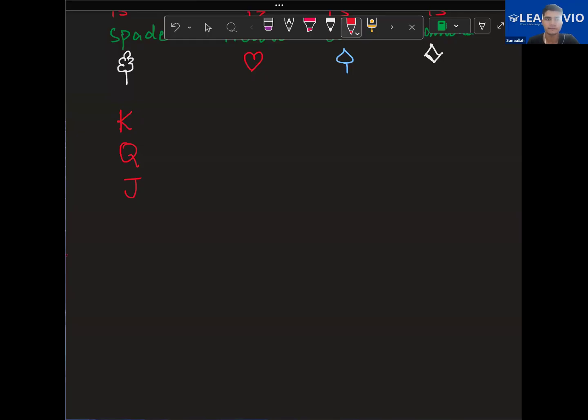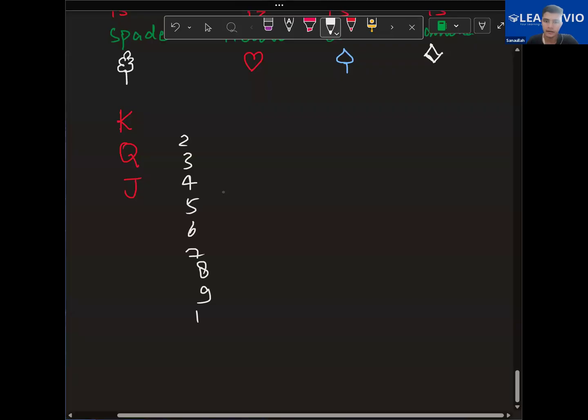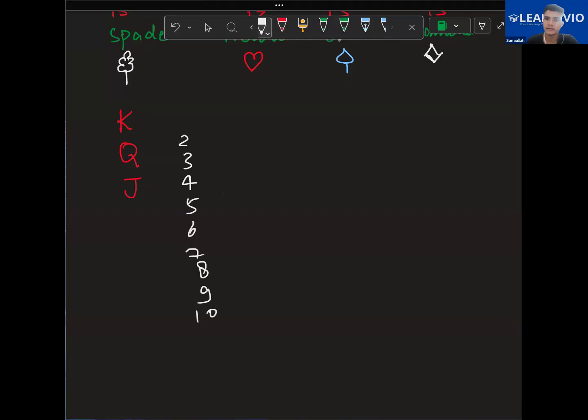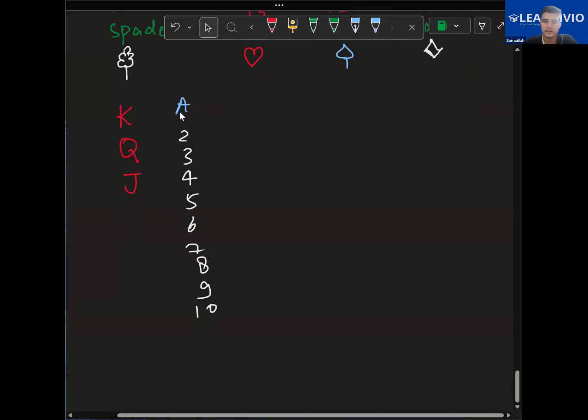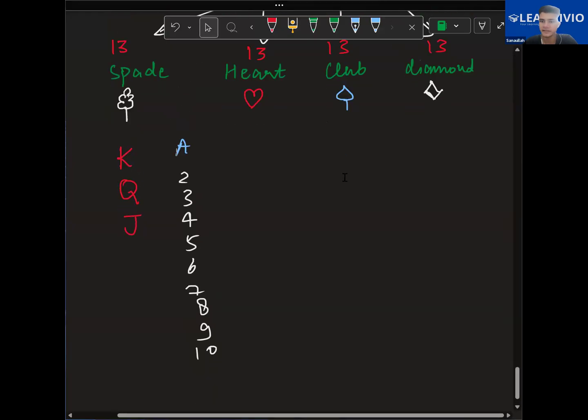3 into 4 12, yeah. So this is king, queen and jack. Okay, and after this we have 2 3 4 5 6 7 8 9 and 10, and we have an ace. So total we have 13 cards, and this is in each section.